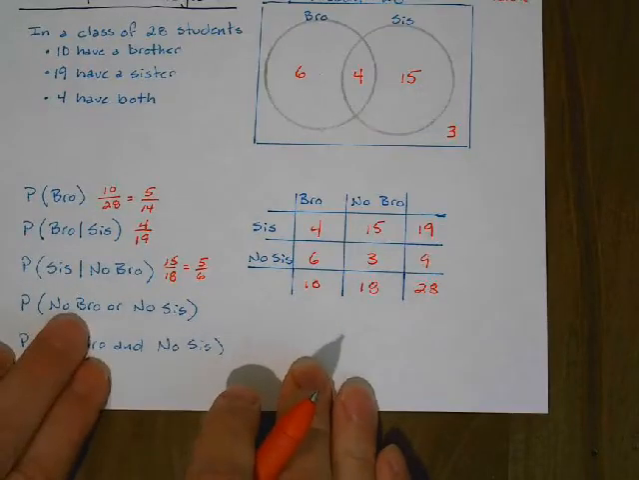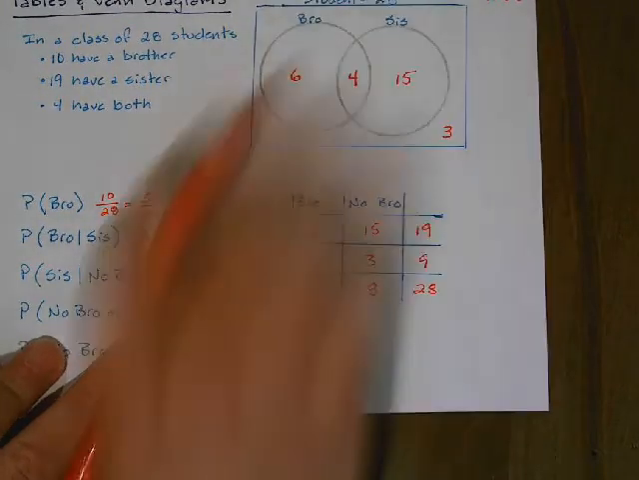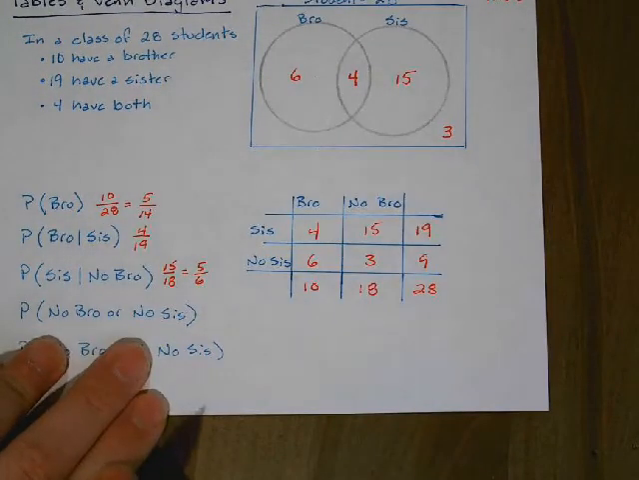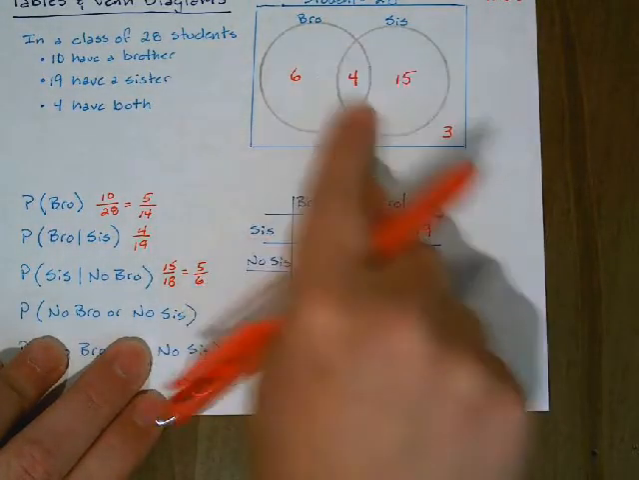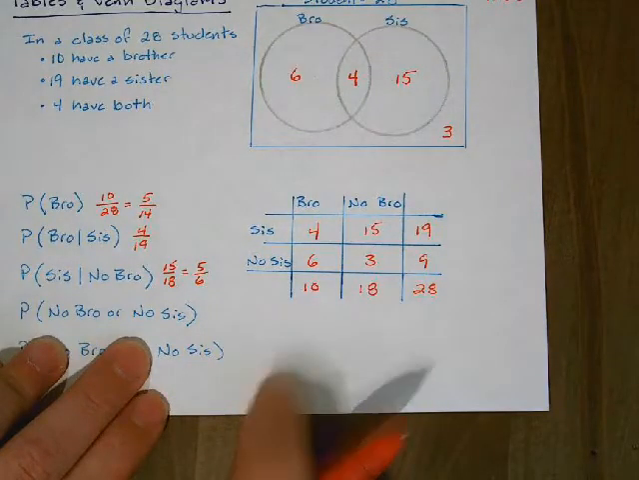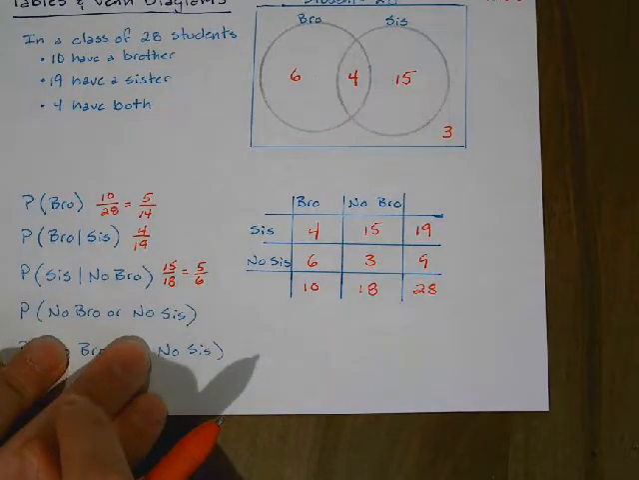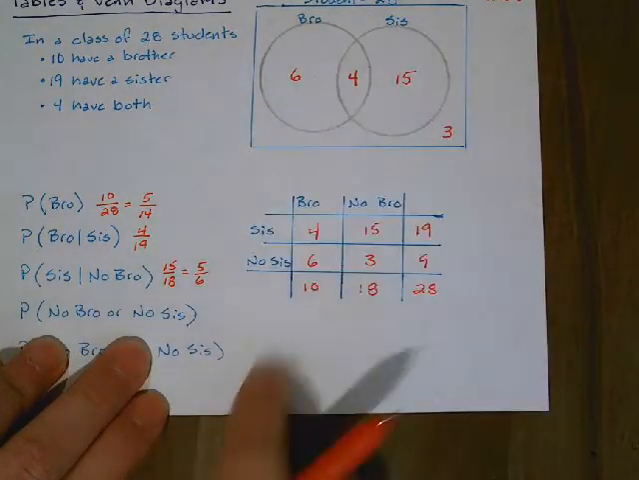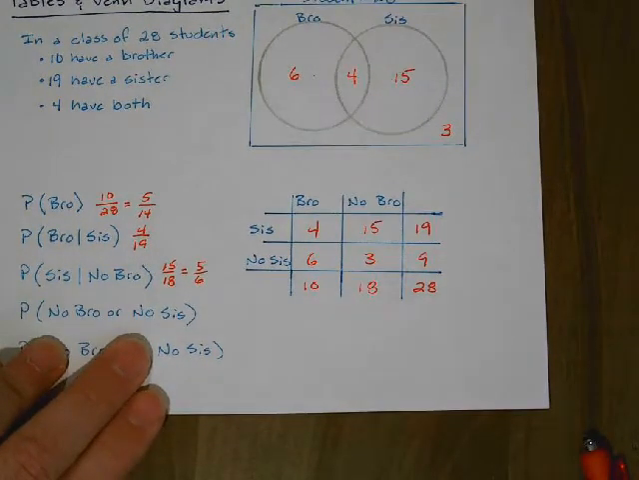All right, what's the probability of having no brother or no sister? All right, so on the Venn diagram, we want to find all the ones that have no brother or they don't have a sister. All right, so over here, of these people, how many do not have a brother? Well, there's 6 that don't have a brother, and there's 3 that don't have a brother or a sister. Okay, it's a little bit harder to see it on the Venn diagram, but if we go over here, let's go look for all the ones that have no brothers or no sisters.